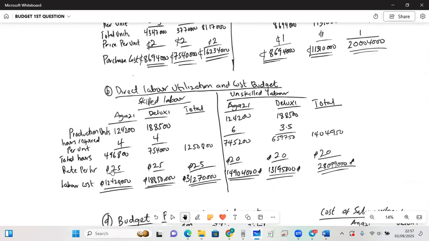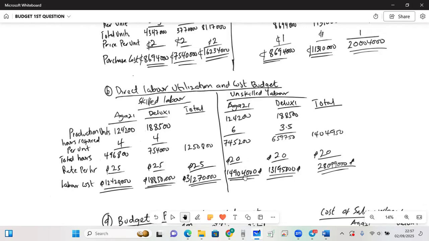For skilled labor, in the question is 25, so 25. And then for unskilled labor is 20, right? So we do that. Now the labor cost will be the total hours times the 25, right? Then we get the total labor cost here for Agazi when we are using skilled labor, and then for the luxury when you're using skilled labor. So the total is what we are having here.